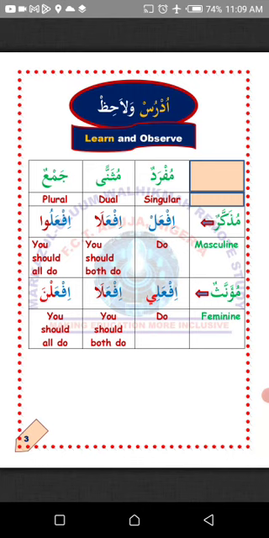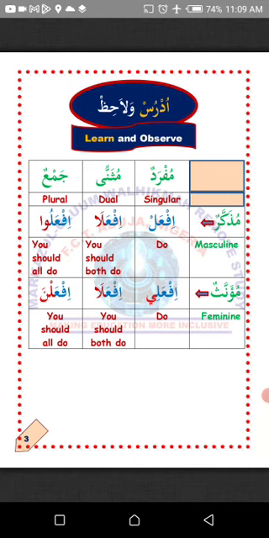Then we talk about mu'annath. Mu'annathun, feminine. This is a word in Arabic that represents a female person or a female object. Just like the verb if'ali can only be used to command a single female person to do something. So if there are two in number, use the same form of the verb, if'ala.